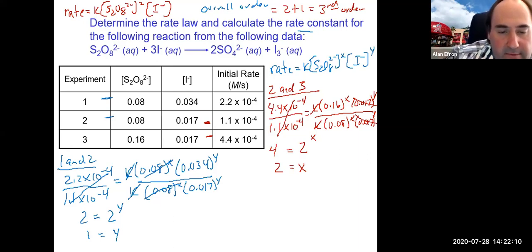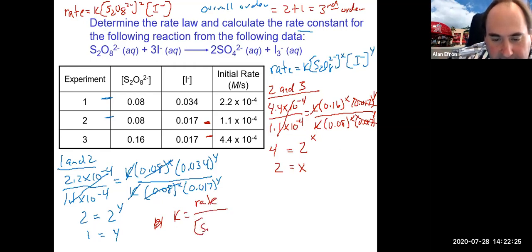So now that we do have the completed rate law here, we can solve for K. So in this case, K would equal the rate divided by the S2O8 2 minus, and we do need to square it, so that's important, and the concentration of I minus. Just like before, we could choose any entry you like. So I'm just going to choose the first one.